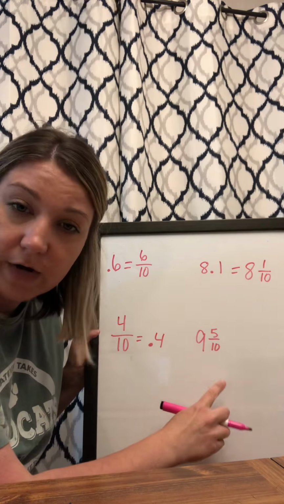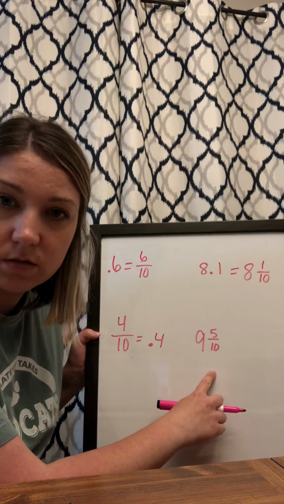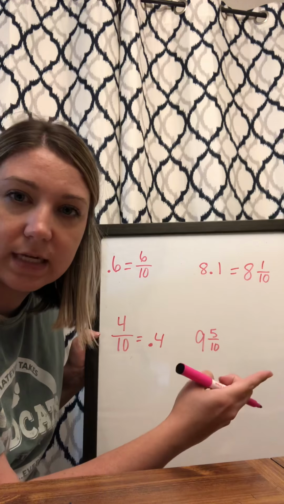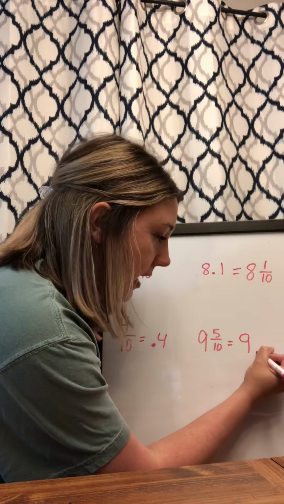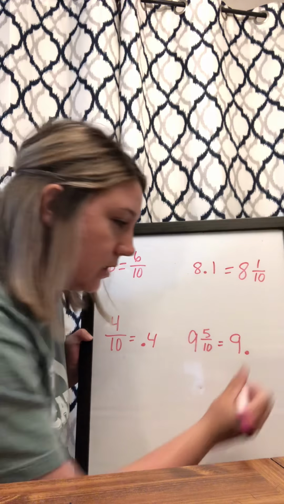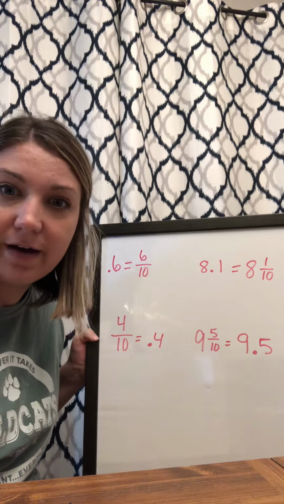And then here we have a whole number, so we have a mixed number. We have a whole number in our fraction, and the way that you say this is 9 and 5/10. How do I represent that as a decimal? 9 and, our decimal means and, 5/10. 9 and 5/10, 9.5.